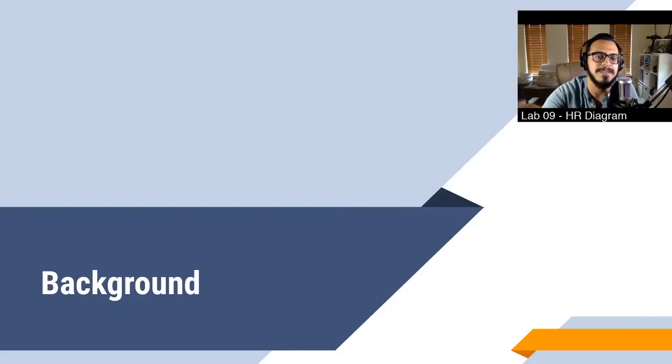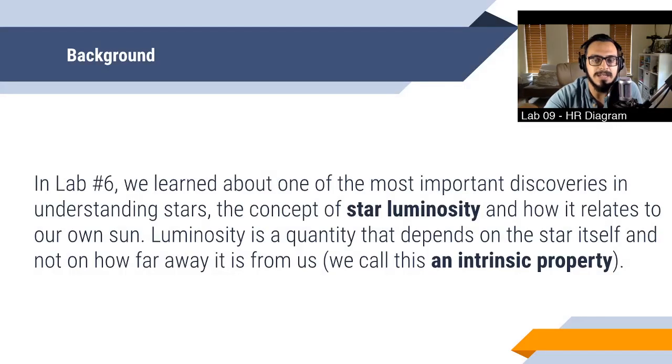A little bit of background. In lab number 6, the STARS lab, we learned about one of the most important discoveries in understanding stars, the concept of star luminosity, and how it relates to our own sun. Luminosity is a quantity that depends on the star itself and not on how far away it is from us. We call this an intrinsic property. Intrinsic, right? So it belongs, or it's a property from within itself, intrinsic.